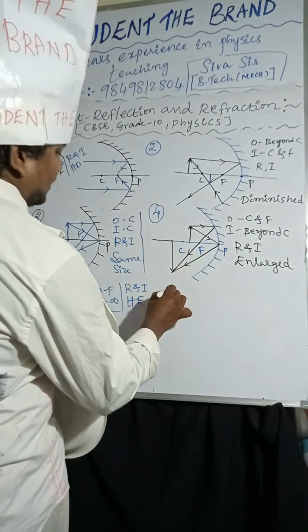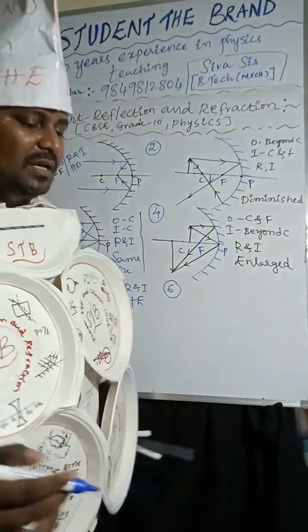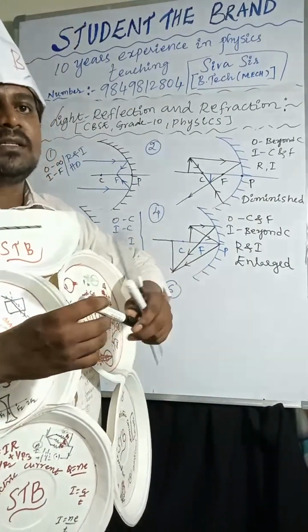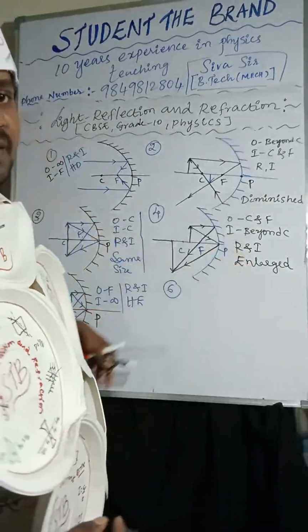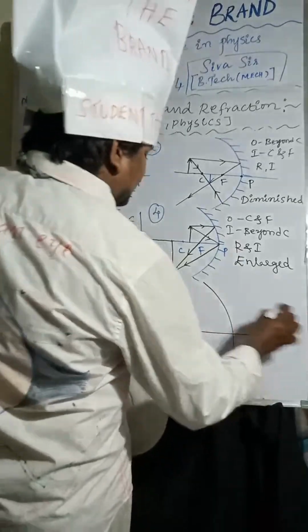Coming to the sixth one. The sixth one is very, very important for a 3 marks question. This question will come for 3 marks in this chapter, very important. Make sure that you are practicing here. So I am taking like this.